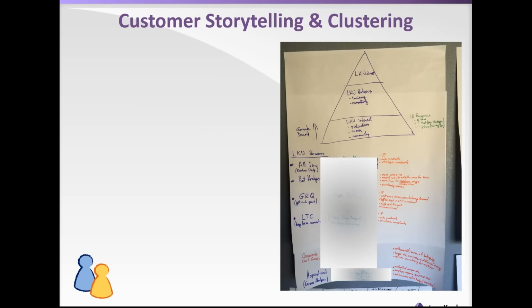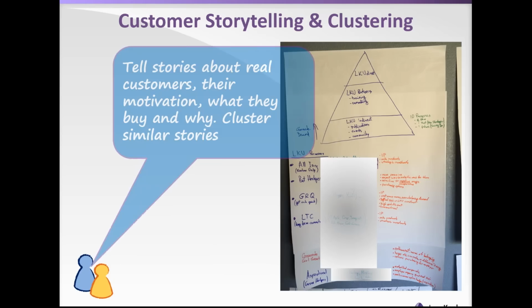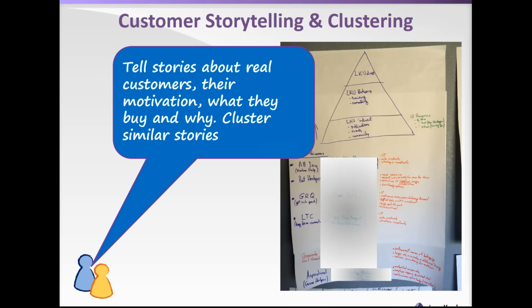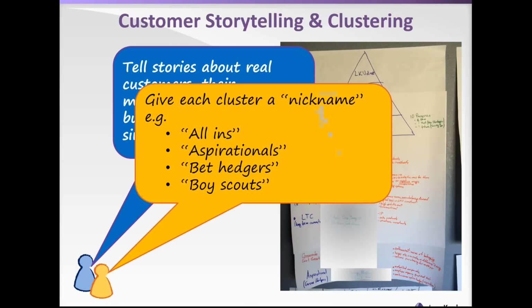Well, how do we find out fitness criteria? First of all, we need to understand who the customers are. We need to do some storytelling, listen for patterns. And this picture is actually from some of our own strategic planning, where we developed clusters for different people who buy training classes from Lean Kanban Incorporated. And we developed nicknames for those clusters, people such as all-ins, that's people who offer Kanban training or consulting and they don't do anything other than Kanban. Aspirationals, bet hedgers, Boy Scouts, there were a number of different names for these groups.